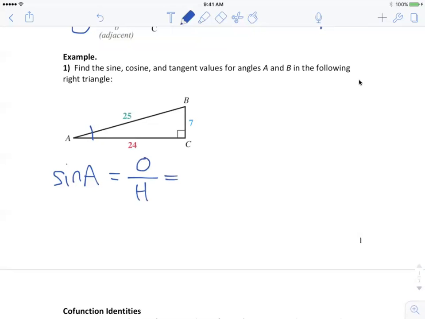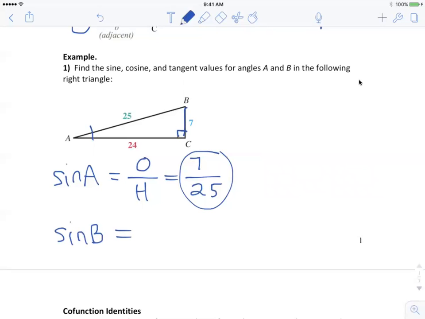I'm looking at my triangle and looking at what side is opposite, which would be over here. Away from the angle is opposite. That's a value of 7. And the hypotenuse is the longest side, 25, opposite the right angle here. And so there would be the answer. As long as you know the values of all the sides of the triangle, you're good to go. How about the sine of B?